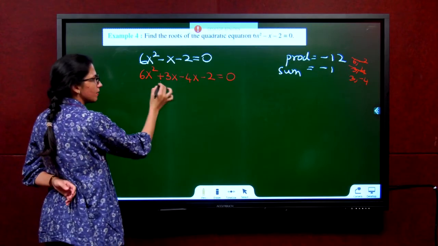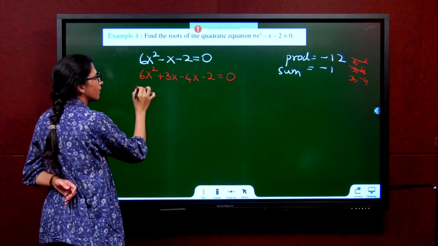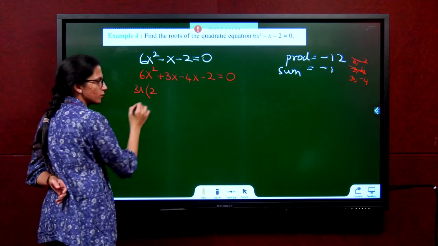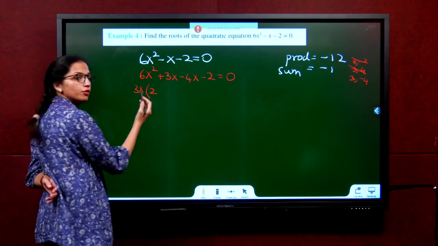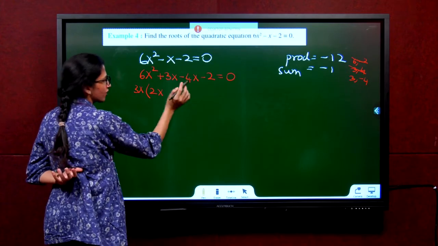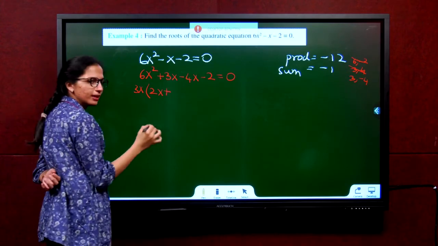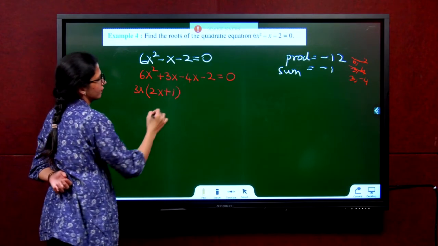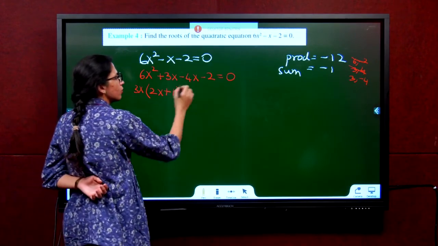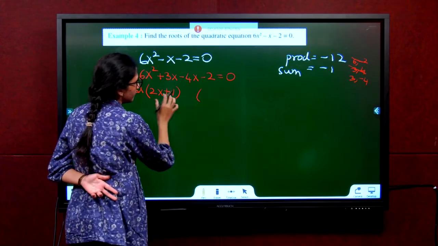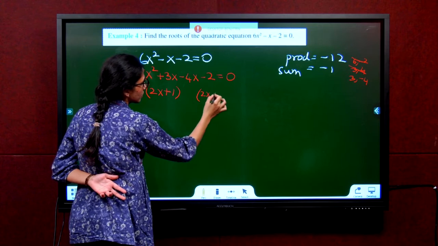Take whatever you can common in the first two terms. 3 is common, x is common. From 6 I removed 3, 2 is left. From x square I removed x, x is left. Now from 3x I removed full 3x. Will 0 be left? No, this is multiplication. If you remove 3x, 1 will be left. From these two, what do we decide how to remove? If you don't know what to remove, simply write the same number, 2x plus 1.